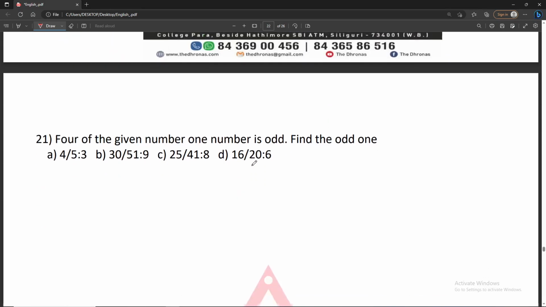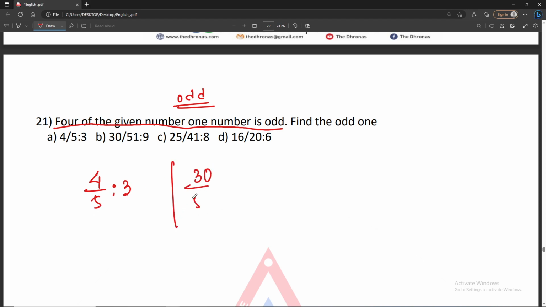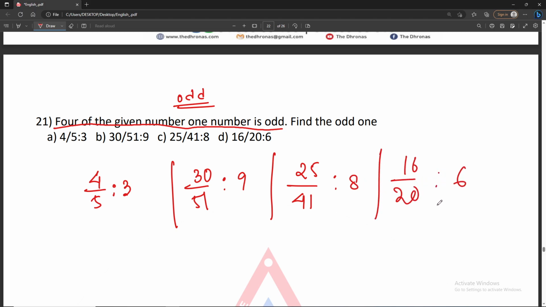Next, let's move on to the next question. Okay. You have to find the odd one out of the 4 given numbers. Find the odd number. What is the first number given? 4 by 5, ratio 3. Then we have 30 by 51, ratio 9. Then we have 25 by 81, ratio 8. And we have 16 by 20, ratio 6.